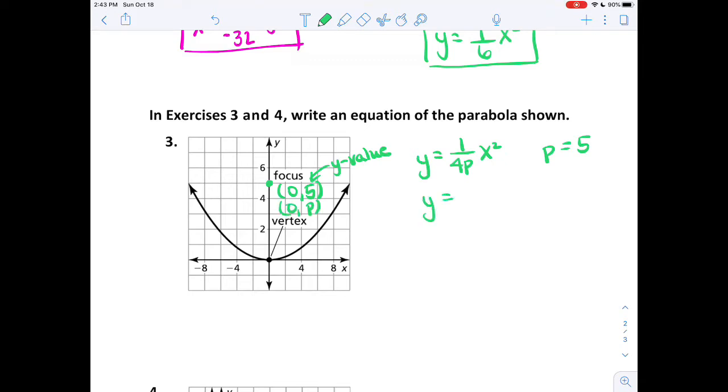So y is equal to 1 over 4 times 5 x squared, or simplifying, I get 1 over 20 x squared as a final answer.